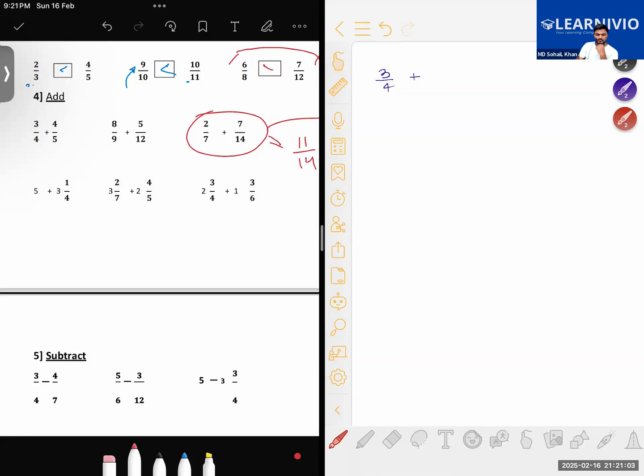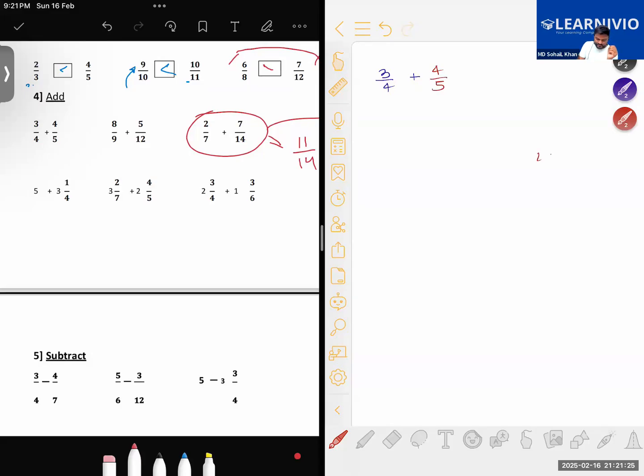It's 15 upon 20. You have converted 3 upon 4 into 15 upon 20. You have to add it to the 4 upon 5 also, no? You need to convert 4 upon 5 also. You have done only half the process here.